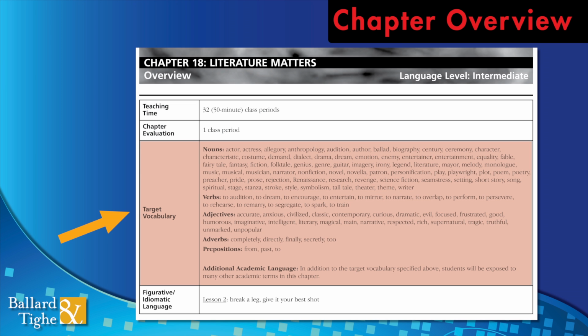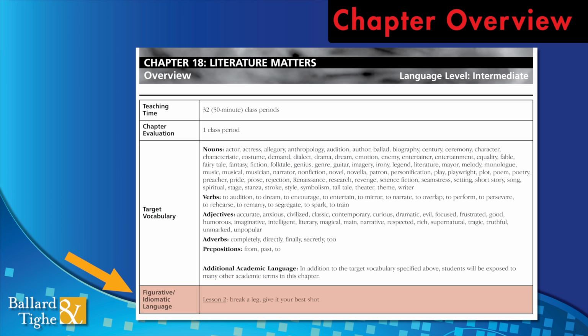The target vocabulary for all the lessons in the chapter is organized by parts of speech. Students are introduced not only to noun vocabulary and other parts of speech, that is, verbs, adjectives, prepositions, and so forth, but also more sophisticated academic vocabulary and content area words. Here, you will also see the different figurative and idiomatic language that students will be learning in the chapter.